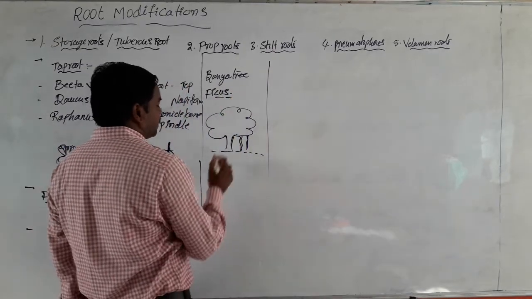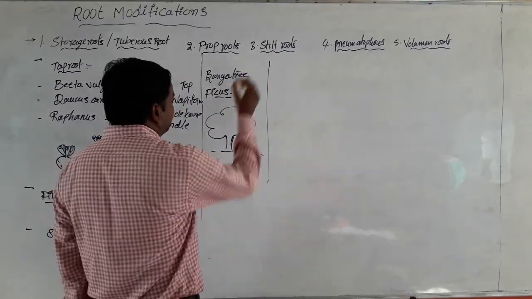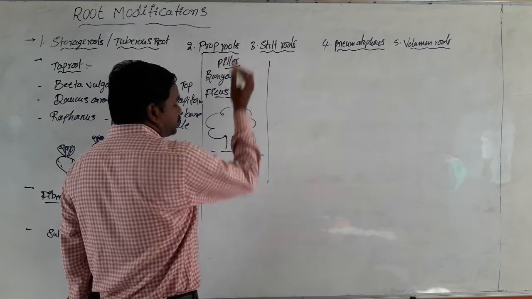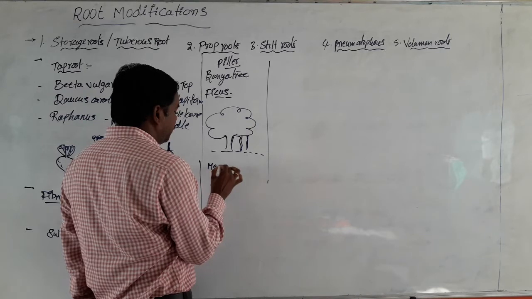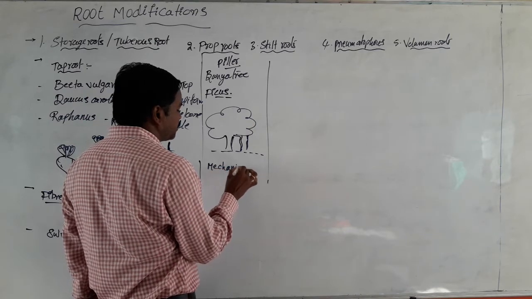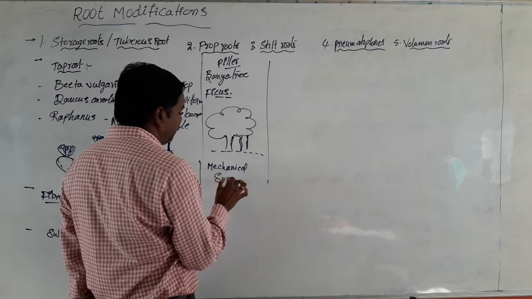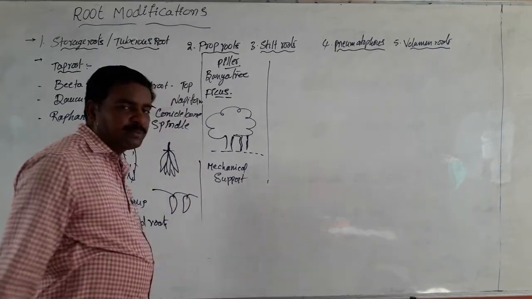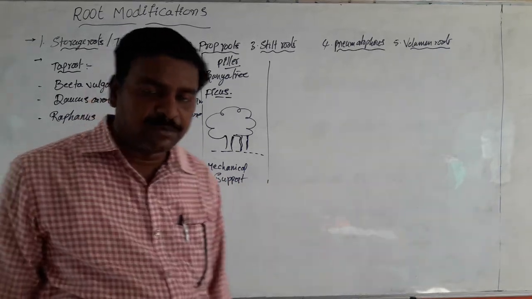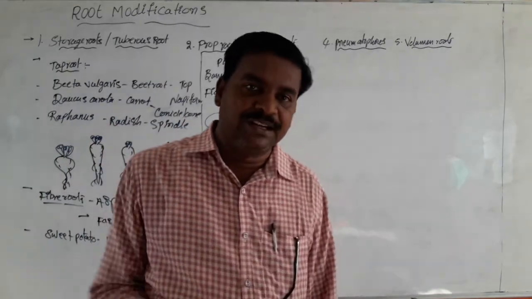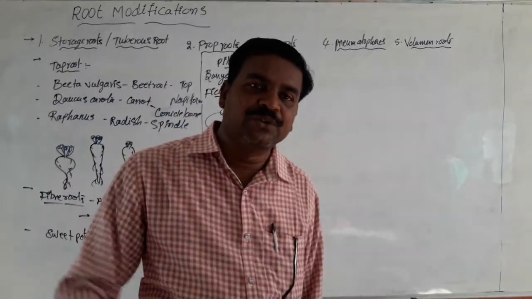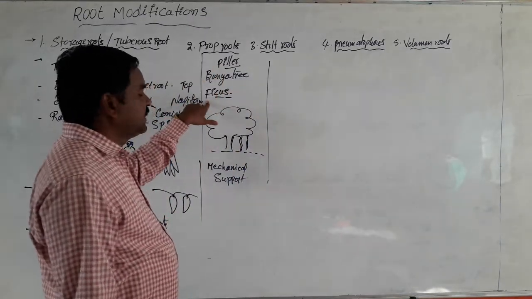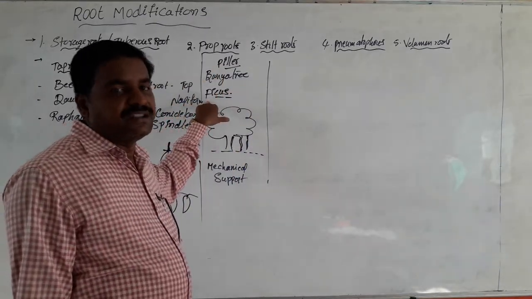These roots are called prop roots or pillar roots. They provide mechanical support, so they are supporting roots. They provide additional stability and additional support to the aerial branches. Example, banyan tree, that is Ficus bengalensis.